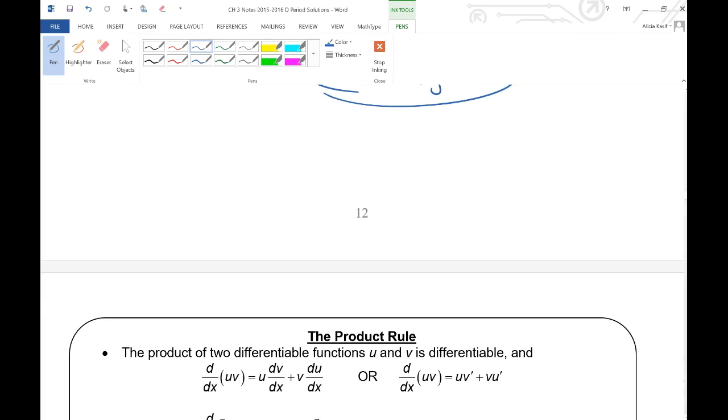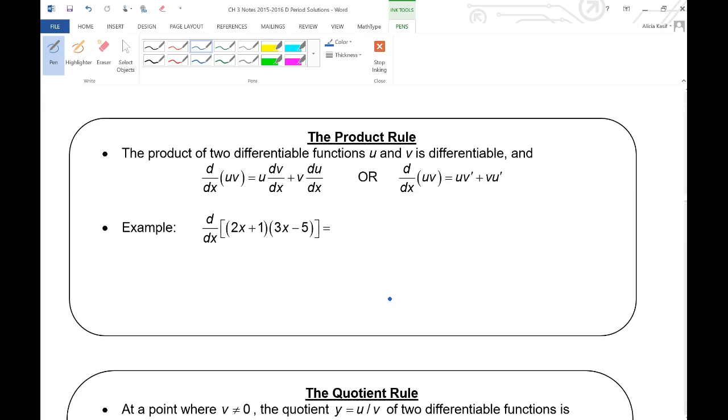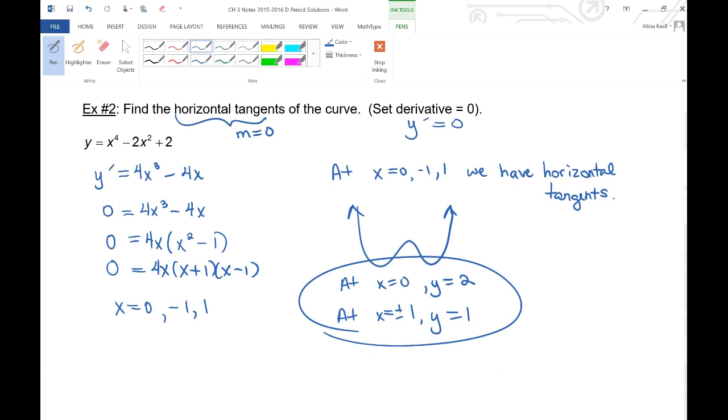So why do you have y equals 1? When you plug it in, y equals 1 to the 4th minus 2 times 1 squared plus 2. Because the horizontal tangent is the y. The actual tangent line is y equals that value. Yes, horizontal tangent.